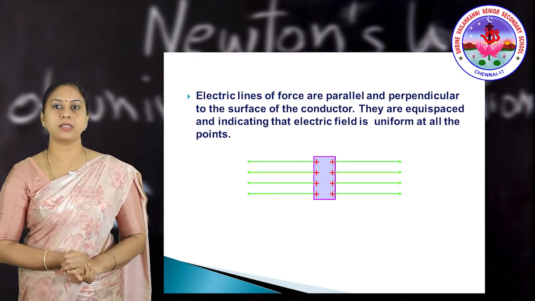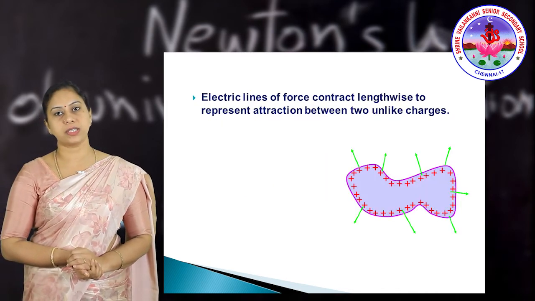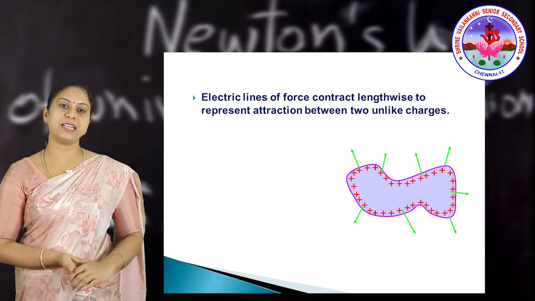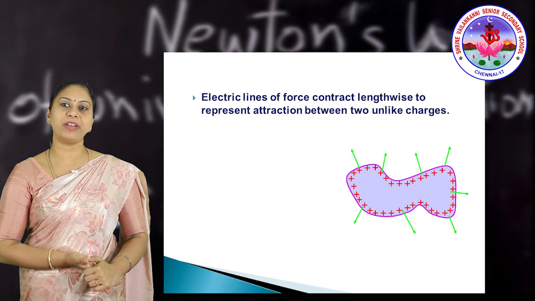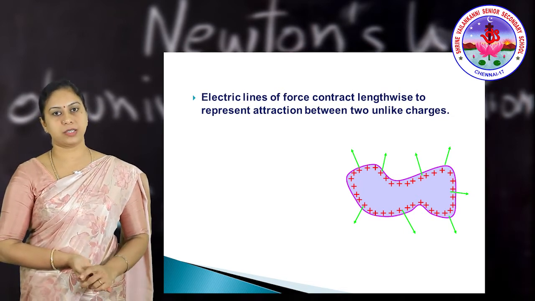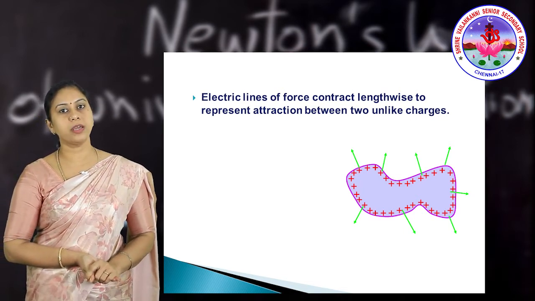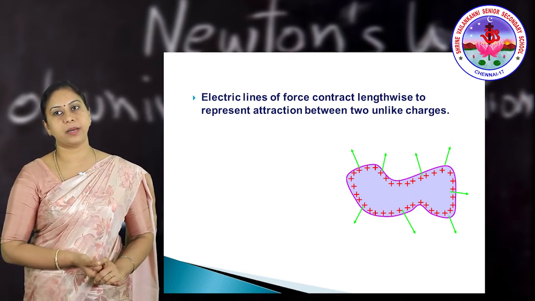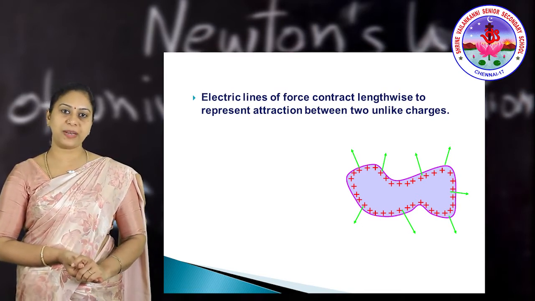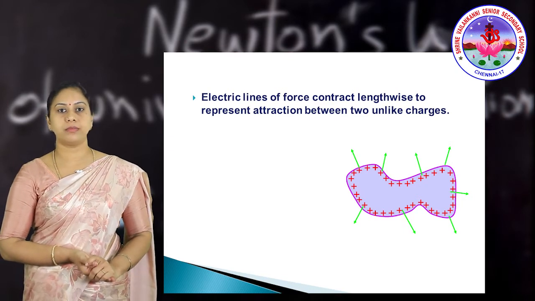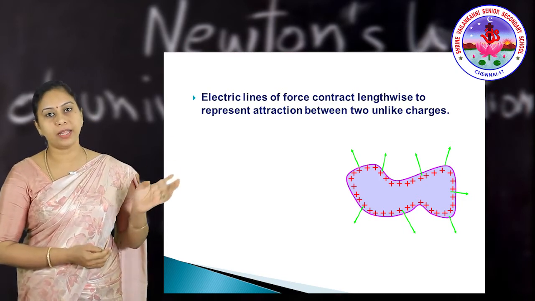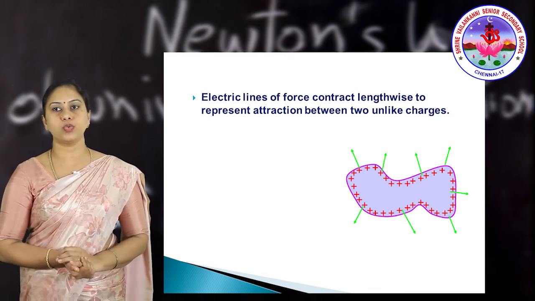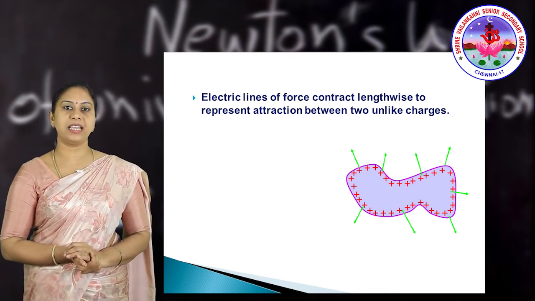The next one: electric lines of force contract lengthwise and represent attraction between two unlike charges. That is shown through the diagram. Lengthwise it is getting contracted because it is representing the attraction between the adjacent charges, because of the unlike charges.